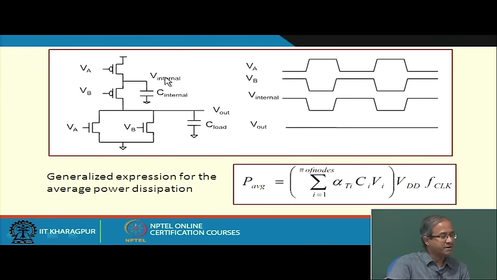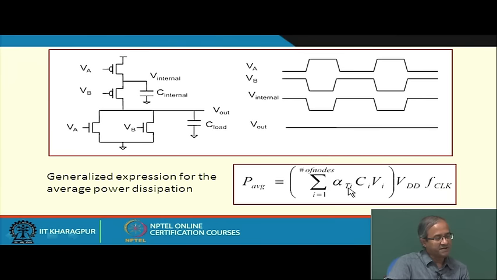So, V internal: whenever VA is conducting, VDD will connect here, and the other time it will be 0, right. So V internal will also go through a charging and discharging phase. So C internal will also go through charging and discharging. Here you have to consider this charging and discharging for all the nodes, not only the output node, right.